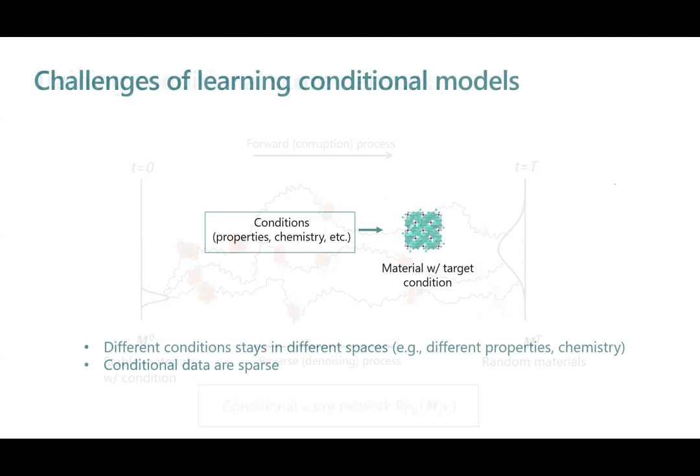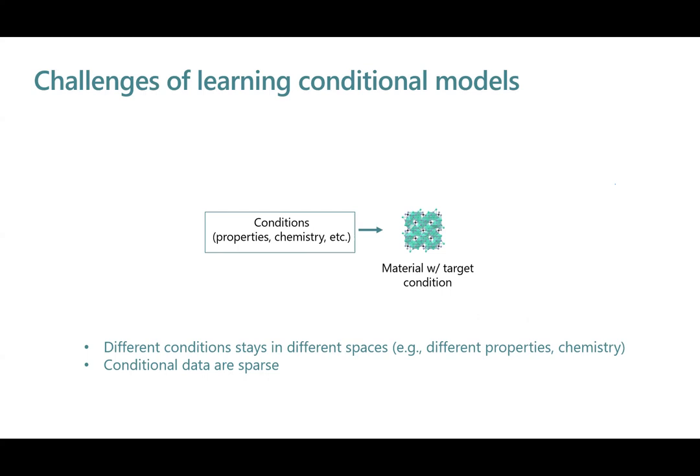However, this is pretty standard, also for text image generative models, but there's actually a slight difference between conditional generative models for materials versus text image generative models that resulted in different model design choices. So there are two major differences. The first one is that we have many different properties or chemistry that you want to condition on, right? So they all live in a different space. This is very different from text, where all the text lives in a shared text embedding space, right? So that's a difference.